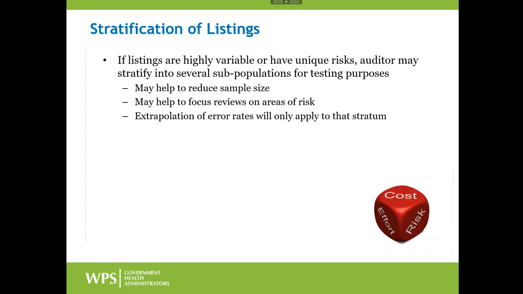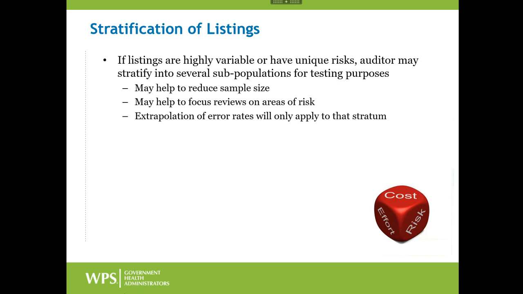So it might make more sense to stratify those listings and look at the dual eligible bad debts separate from the non-dual eligible bad debts. That way when we do extrapolate, it's only being extrapolated to that subpopulation rather than the entire listing. Now, the other thing you'll see is if something's reported on a different line of the cost report, then that would generally lead to stratification as well.